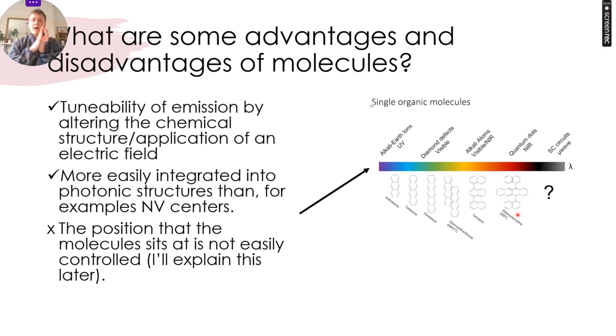However, again, as we'll see from the paper, it is still a probability of where these molecules will end up. There's no way that I know of. There may be somewhere in the literature, but I haven't seen it. There's no way of deterministically firing a molecule at a specific spot on a waveguide. So as you'll see from this paper, the position is not exactly as we'd want it, but it's better than things like NV centers in terms of positioning.